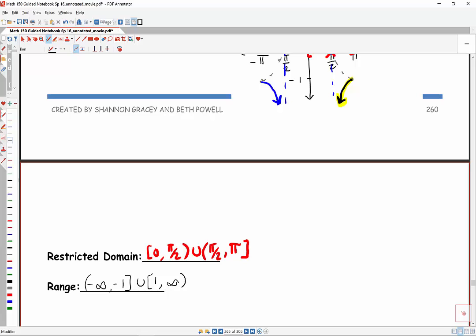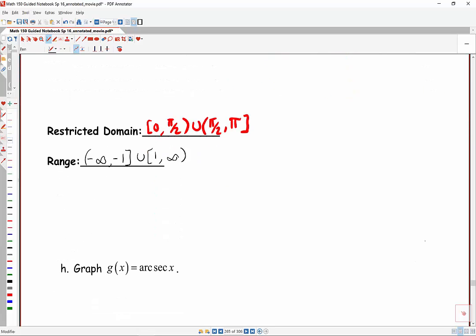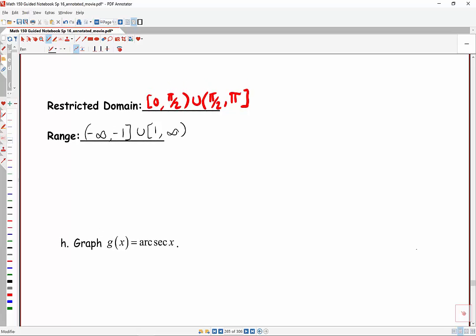Okay, so making our inverse secant graph, this will be our x, this will be our g of x, and it'll flip around, so we'll be going just pi over 2, 0, and then we'll have our input values.